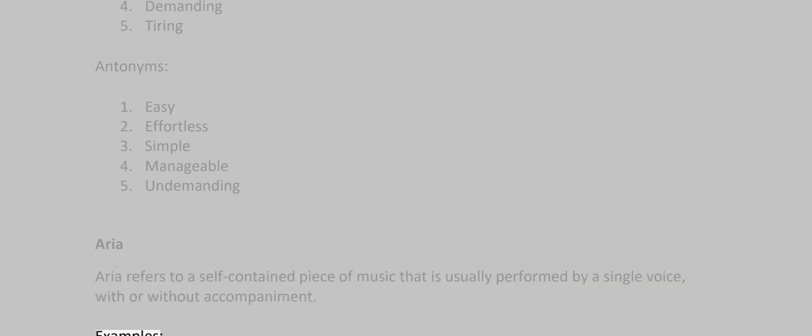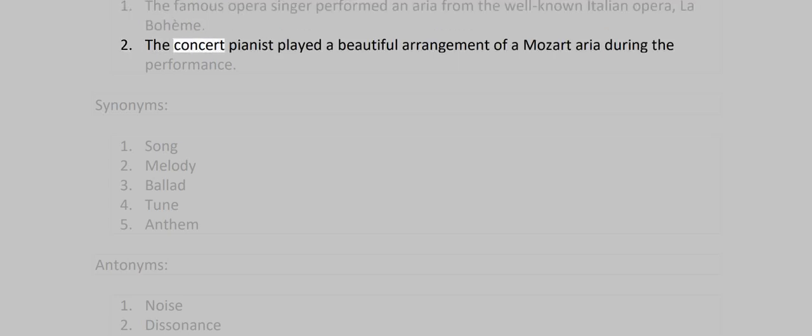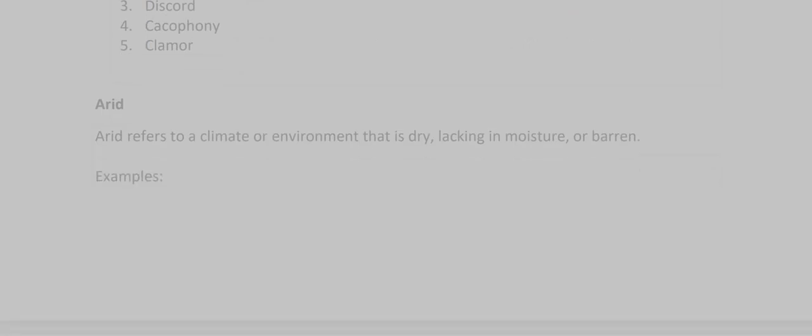Examples. 1. The famous opera singer performed an aria from the well-known Italian opera, La Boheme. 2. The concert pianist played a beautiful arrangement of a Mozart aria during the performance. Synonyms. 1. Song. 2. Melody. 3. Ballad. 4. Tune. 5. Anthem. Antonyms. 1. Noise. 2. Dissonance. 3. Discord. 4. Cacophony. 5. Clamor.